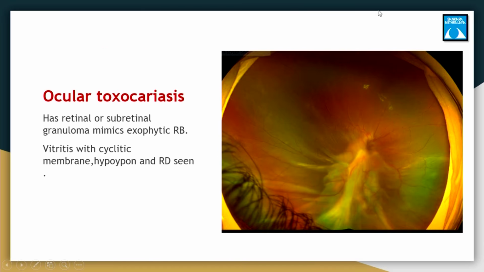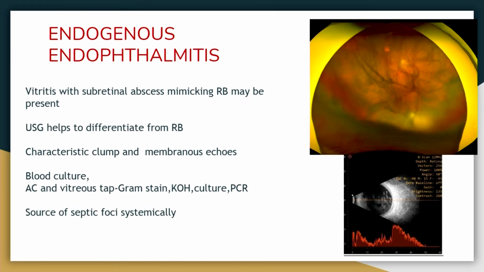Ocular toxocariasis has vitritis and there are retinal or subretinal granulomas which mimic exophytic retinoblastoma, and it can also present with hypopyon and retinal detachment. Endogenous endophthalmitis might have associated vitritis with a subretinal abscess which may rarely mimic retinoblastoma, but we have the characteristic signs seen on the anterior segment, signs of inflammation, and on ultrasound we have the characteristic membrane and clump echoes which help to differentiate between the two. It can also be confirmed with a blood culture, AC and vitreous tap.